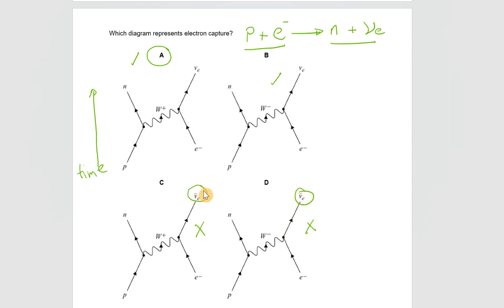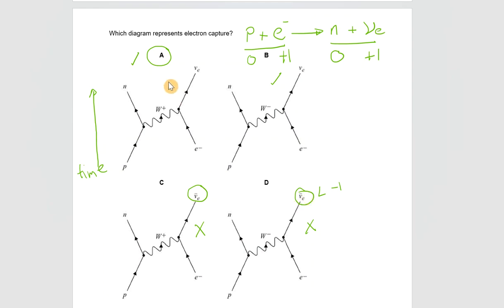Same with D. The reason that wouldn't work is if we look at lepton number, the proton has a lepton number of 0, and an electron has an electron lepton number of +1. So on this side of the equation we've got a lepton number of +1. In that case we're going to need a lepton number of +1 on the other side. A neutron isn't a lepton, so lepton number 0. An electron neutrino has a lepton number of +1. An anti-electron neutrino would have a lepton number of -1, so the lepton number would not have been conserved if it had been an anti-electron neutrino.